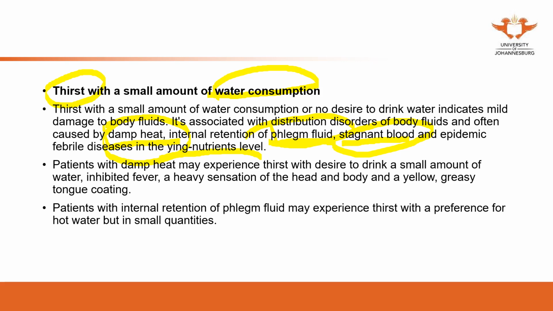A patient presenting with damp heat may experience thirst with a desire to drink small amounts of water. In this situation, they don't like to drink a lot. But how do you know that's due to damp heat? That's from the other symptoms. Dampness can have a heaviness sensation and a yellow greasy tongue. Yellow tongue indicates heat, greasy tongue indicates dampness.